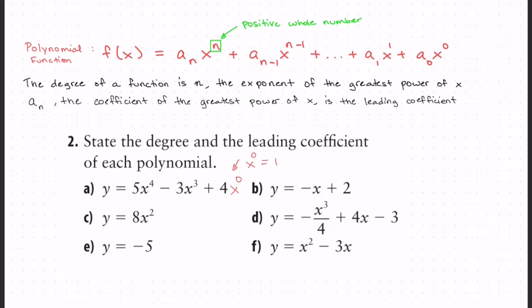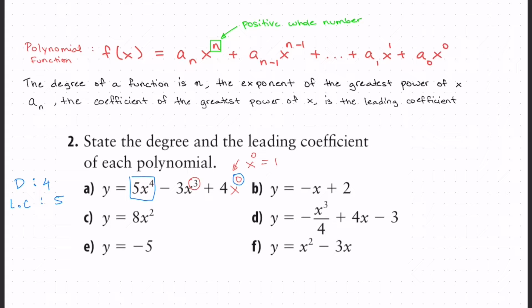So looking at these three terms, we can see that the first term has a variable raised to the power of 4, the second term has a variable raised to the power of 3, and this third term has a variable raised to the power of 0. And out of these three numbers, 4, 3, and 0, 4 is the largest. And so the degree of this polynomial will be 4. And the coefficient of this term is 5, and so the leading coefficient will be 5.